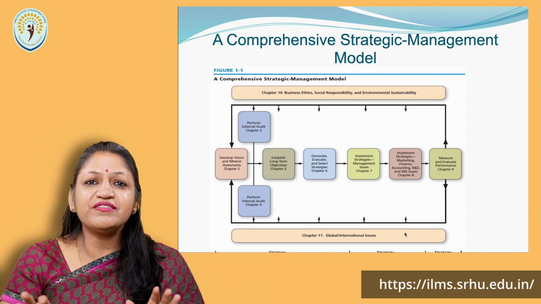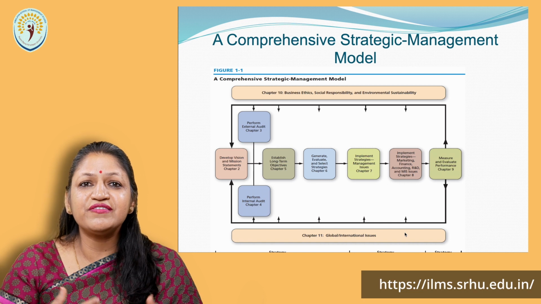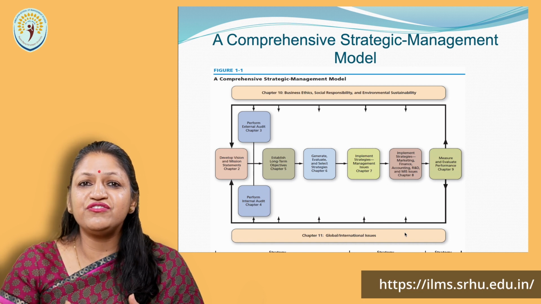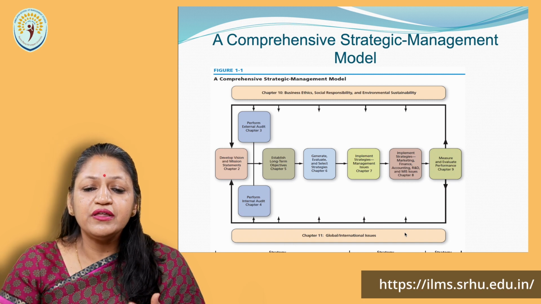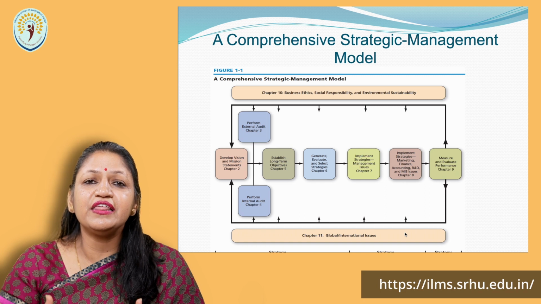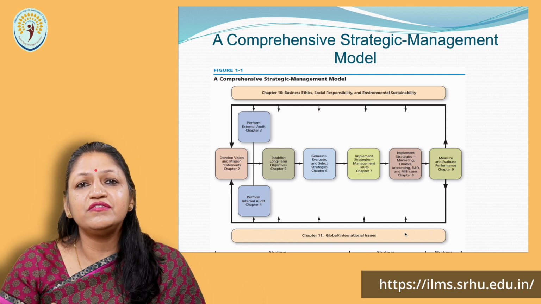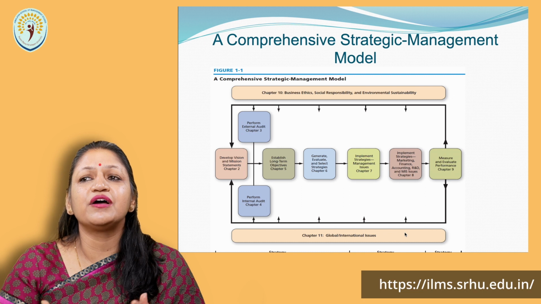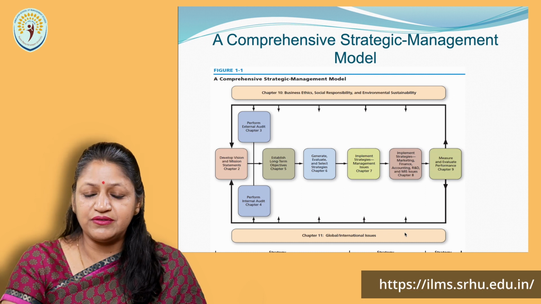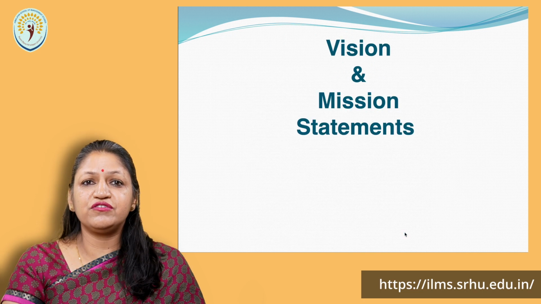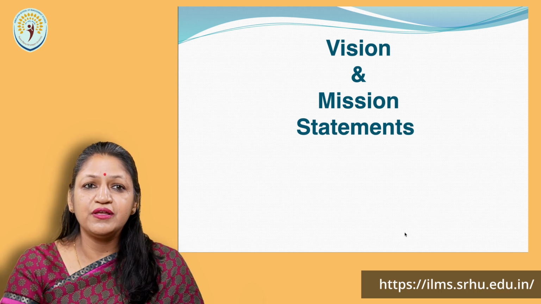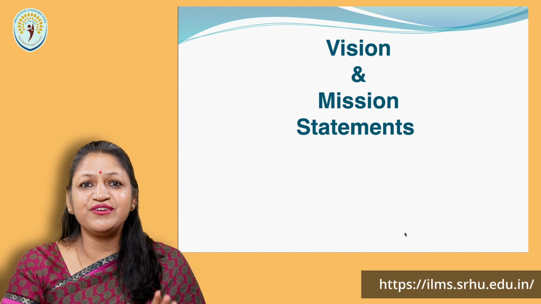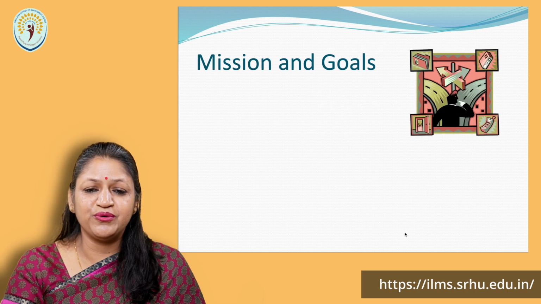See, actually the model seems very simple, but it is not very simple, because at each and every stage, we require a lot of information, we require a lot of decision making. So when we study about these different areas in detail, we'll understand what are the complexities which are coming in these different areas. So the first thing which we are taking up today is vision and mission statements, because from here, the strategic management is going to flow.